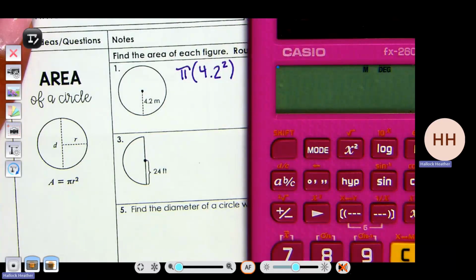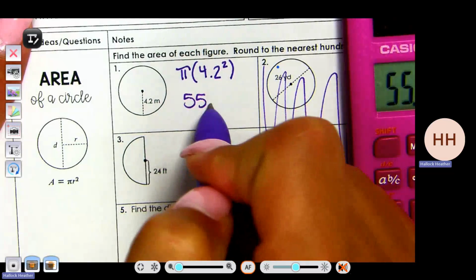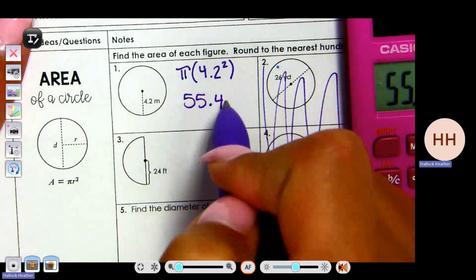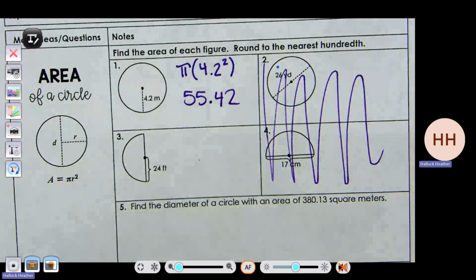Oh, what happened? 4.2 squared times pi. What do we get? 55.4. Beautiful. We're rounding to the nearest hundredth because that's what the directions say to you. Hundredth is 2 decimal places. So today we're doing 2 decimal places.